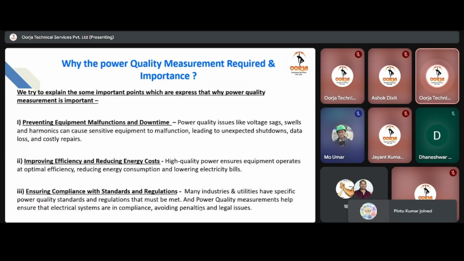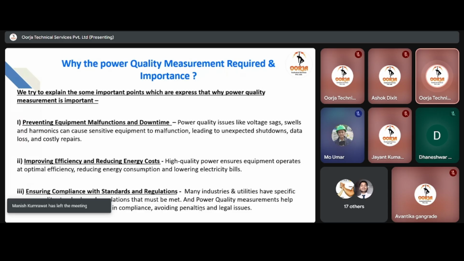In the next slide, we are trying to explain more. We are explaining some important points that show why power quality measurement is important. First, preventing equipment malfunction and downtime. Power quality issues like voltage sags, swells, and harmonics can cause sensitive equipment to malfunction, leading to unexpected shutdowns, data loss, and costly repairs.